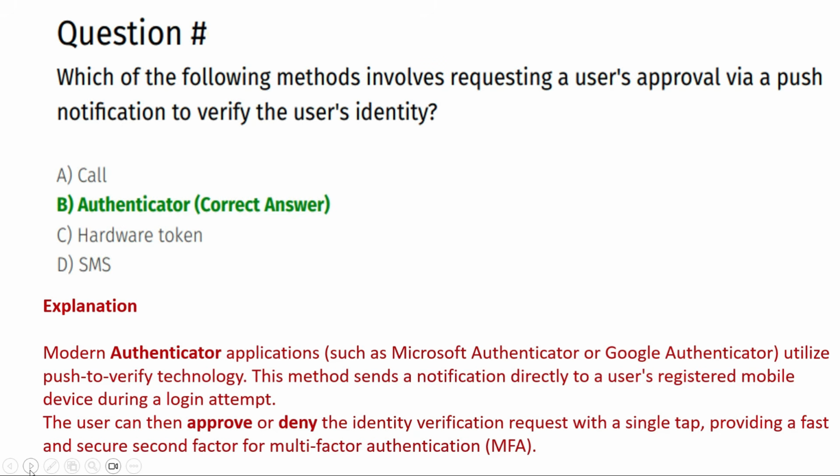So let's check the explanation. Modern authenticator applications such as Microsoft Authenticator or Google Authenticator utilize push-to-verify technology. This method sends a notification directly to the user's registered mobile device during a login attempt. The user can then approve or deny the identity verification request with a single tap, providing a fast and secure second factor in multi-factor authentication, MFA. That's why the correct answer for this question is option B, authenticator.